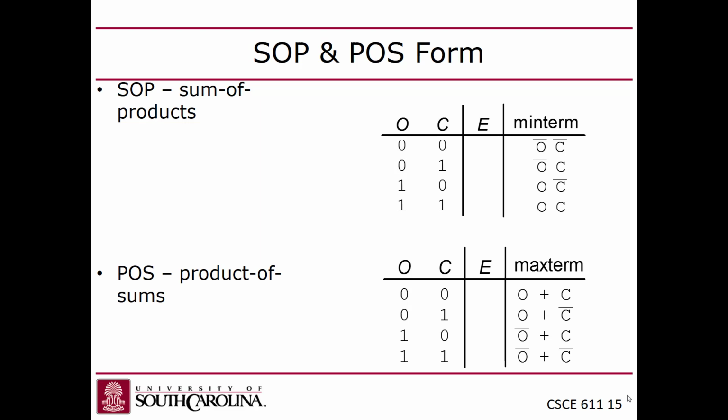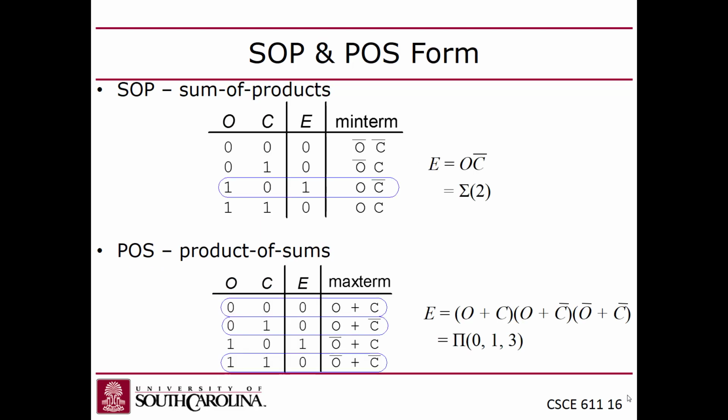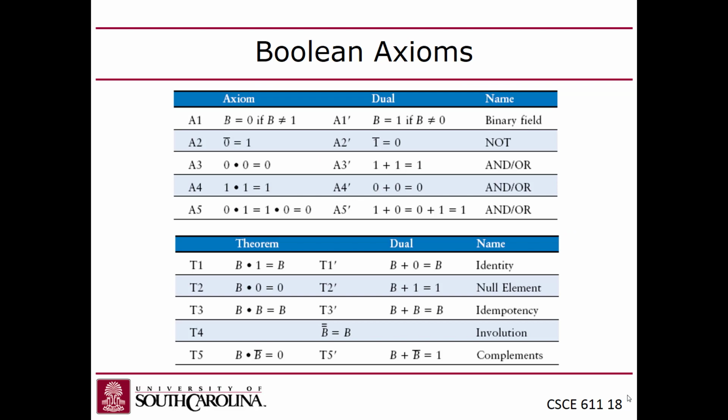Okay, so we talked about the axioms and the theorems. Axioms are just the definition of what an and, an or operation, and a negation are, right? Theorems are useful for taking a Boolean logic expression and converting it into some equivalent form.